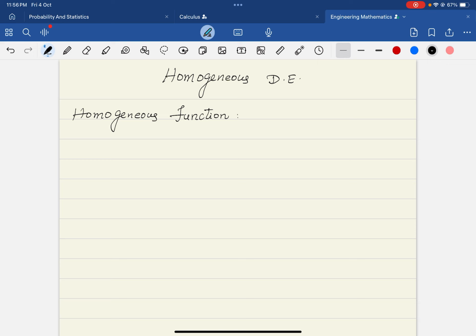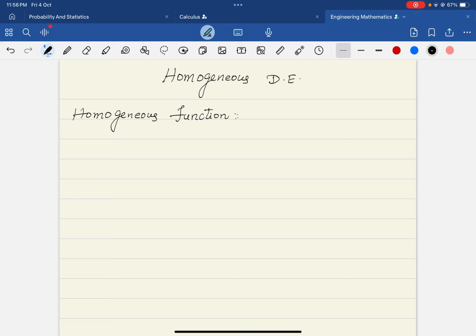In today's lecture, I am going to do homogeneous differential equations. In the last lecture, I completed the variable separable method to solve a differential equation. There are a few methods. Number one, the first method was variable separable, which we did in the last class. Now, we are going to do homogeneous differential equations of first order and first degree.